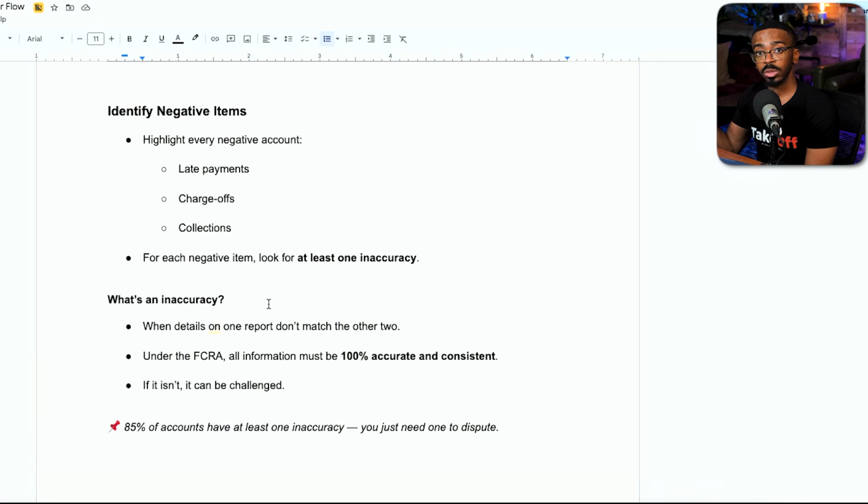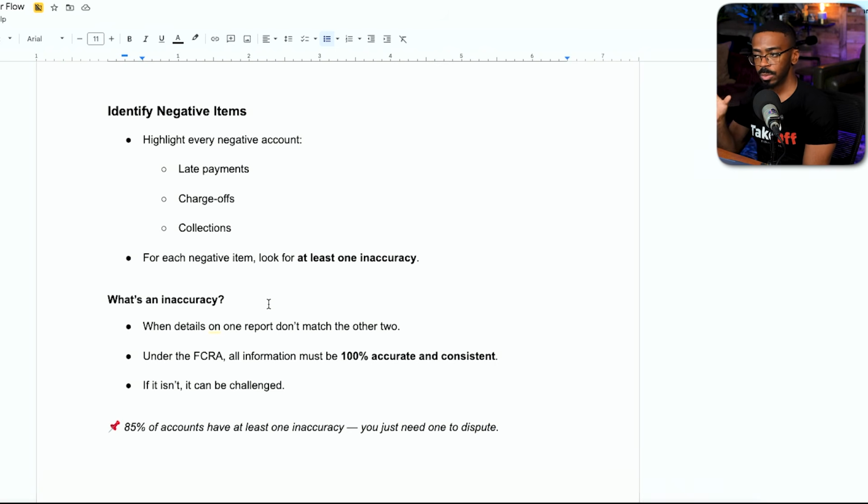Then from there, once you get your credit report, if you know that you have negative items, you want to identify what those negative items are. So when I say get your credit report, if you can, print it out, get a highlighter or some red marker and literally highlight every negative item that you have. However many late payments, however many charge-offs, however many collections, mark it down. And then I want you to take each of those negative accounts or items and try to find at least one inaccuracy. An inaccuracy is when a detail on your credit report with one credit reporting agency doesn't match the other two.